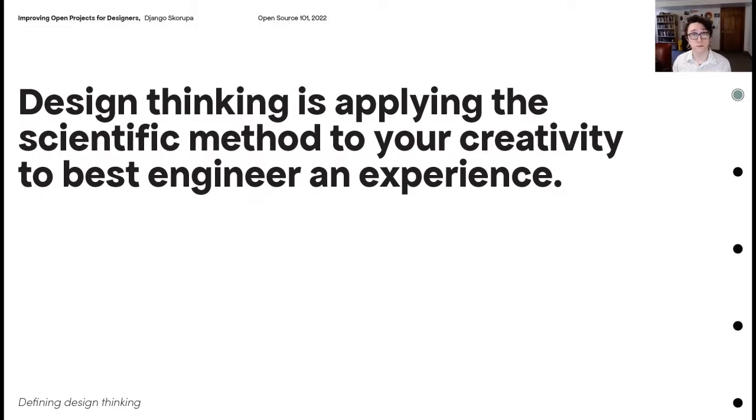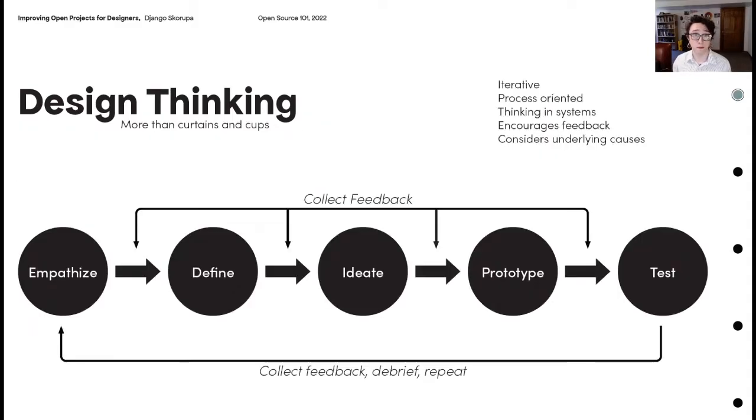Done, right? So what does that look like? Well, design thinking is an iterative process that moves from empathy to definition to ideation to prototyping and to testing, and then back all the way to the beginning again, iterating as much as you can, collecting feedback at every step of the process. By doing that, it becomes itself process-oriented. It encourages the users and practitioners to think in systems, considering underlying causes and gathering as much feedback from stakeholders as possible.